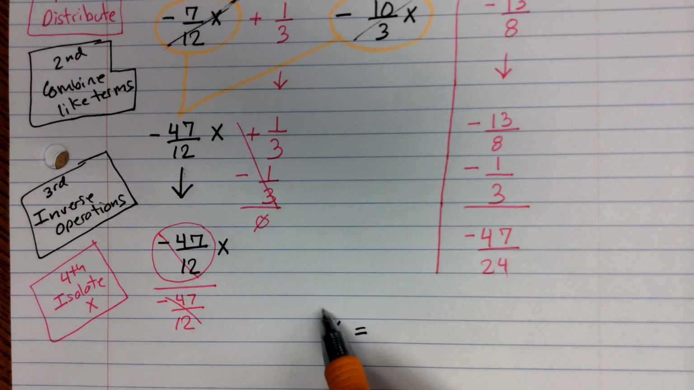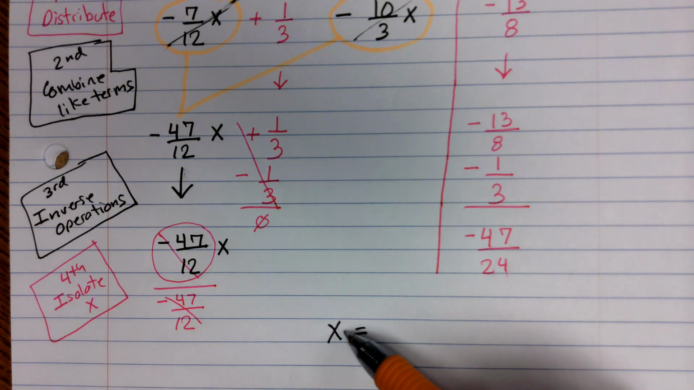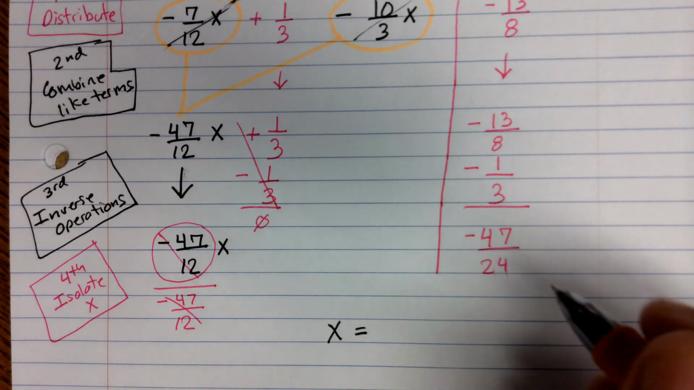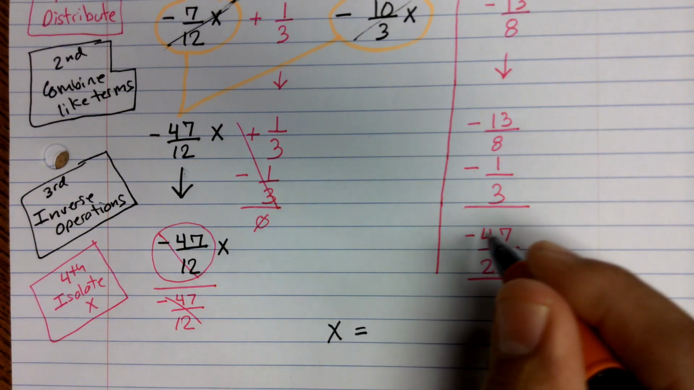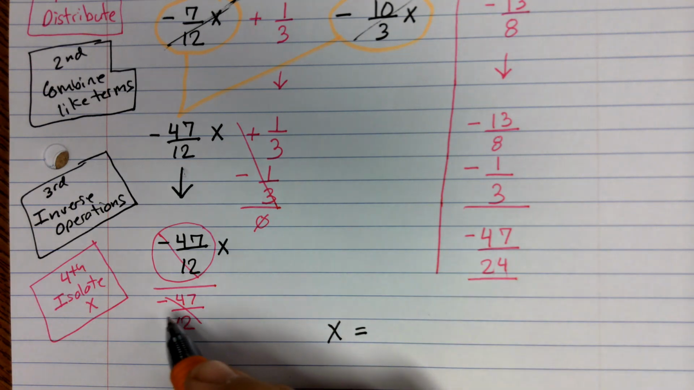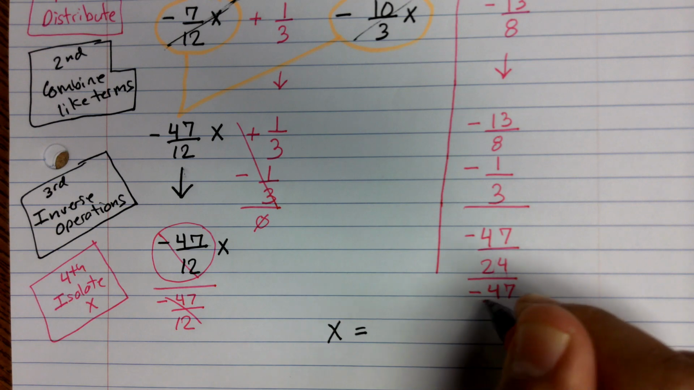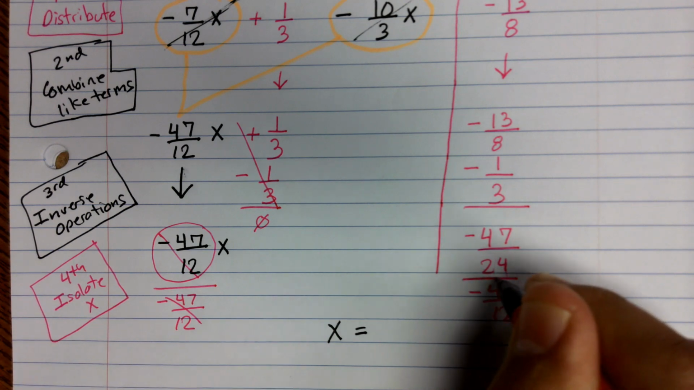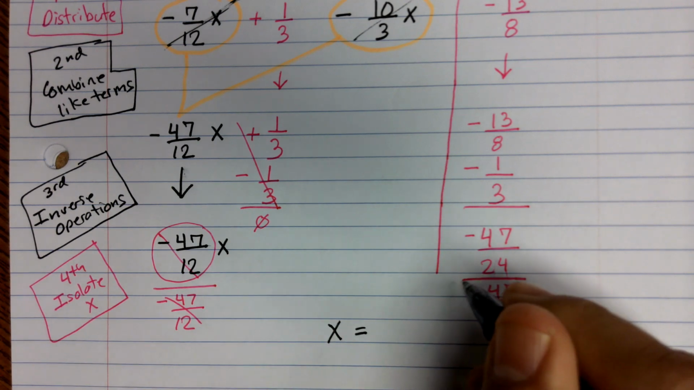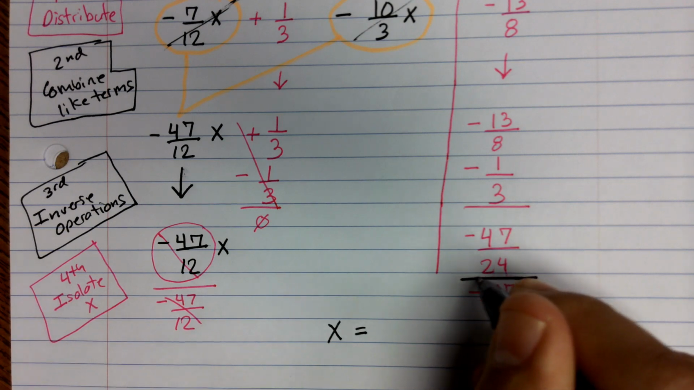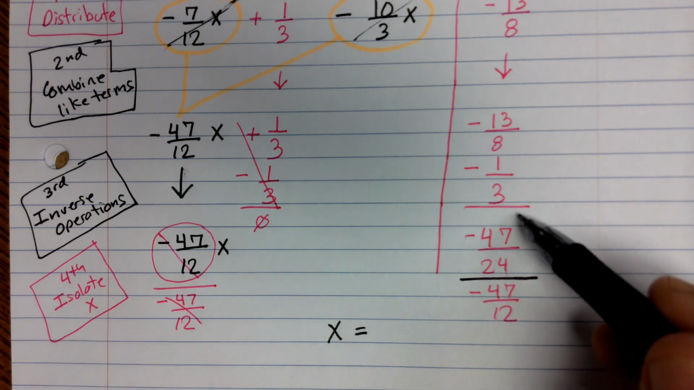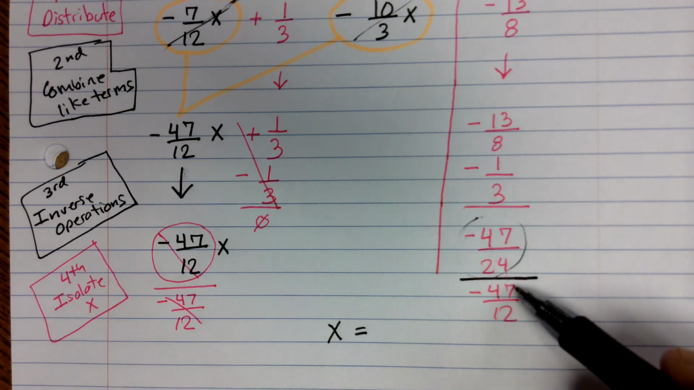And while I could write a 1 in front of the x, I don't have to, because in math it's implied. In other words, every time you see a variable, there's an invisible 1 that's in front of it. Now I'm going to go over to this right side, and I'm going to divide negative 47 over 24 by negative 47 over 12. So this may look confusing, so I'm actually going to use a different color pen here for a second to break it up. So what we really have is this fraction on top being divided by this fraction on the bottom.